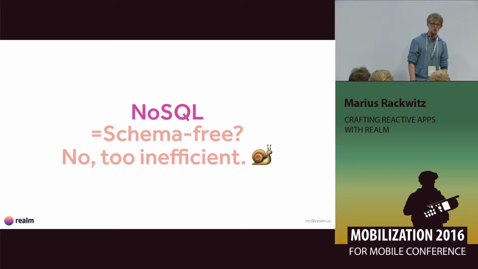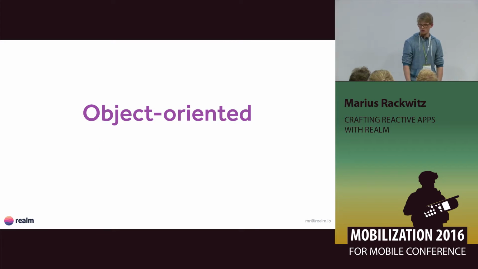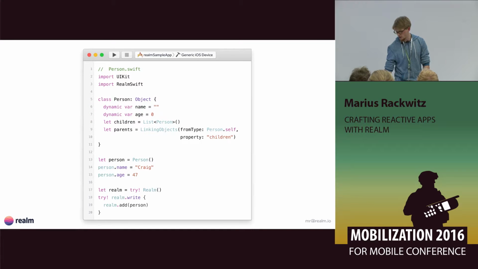That would be just too inefficient from our view, especially on mobile with the other hardware constraints. And finally, object-oriented. How does that look like? Let's jump at some code. And disclaimer, this code is in Swift, but it's pretty much the only thing we will see code-wise.